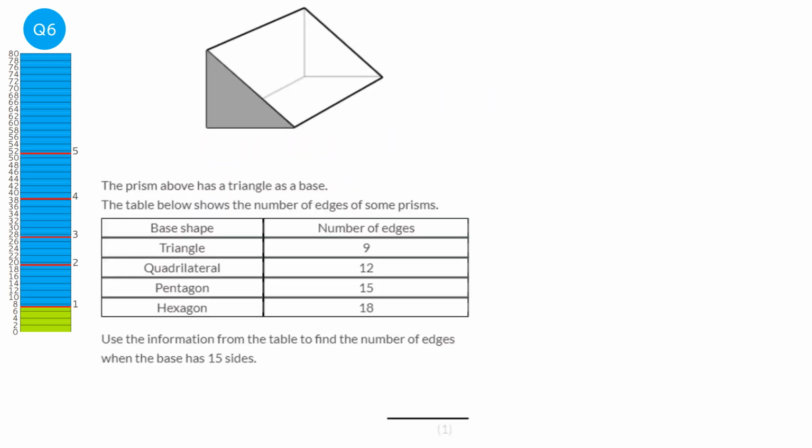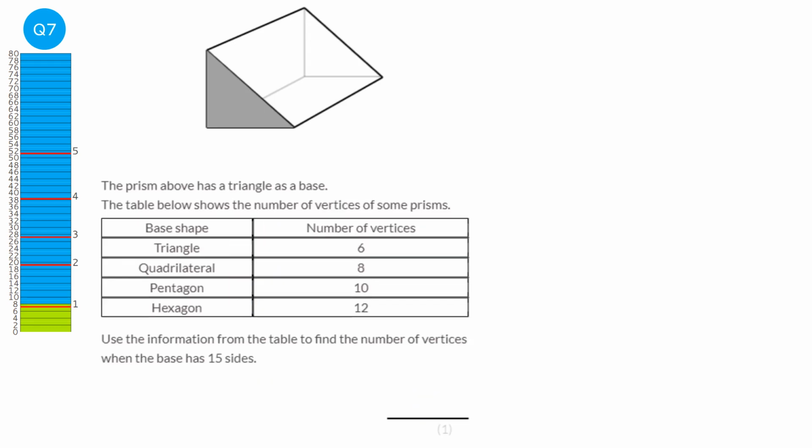If we just add the amount of sides each of these shapes has, a triangle has 3 sides, quadrilateral 4, pentagon 5, hexagon 6. And notice what's happening with the number of edges. Each time they're multiplied by 3. So all we need to do is get the 15 multiplied by 3, which will be 45. So there will be 45 edges.